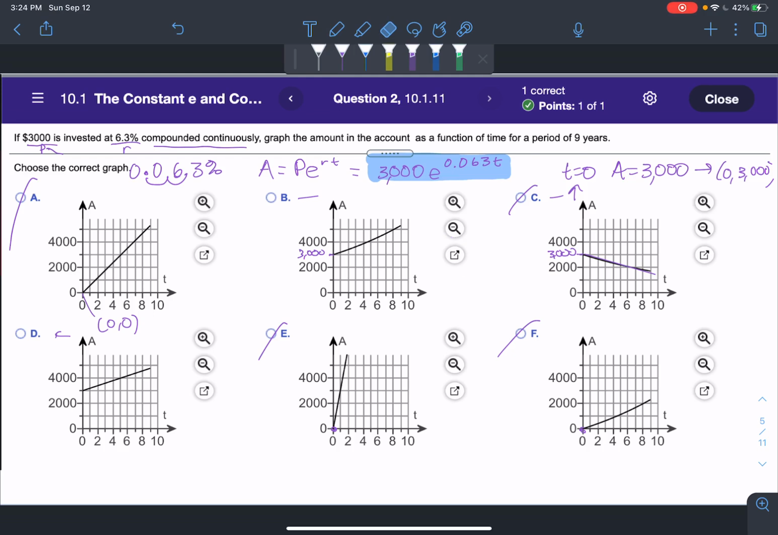It's very slight, but D looks like a linear function, right? But B has a slight curvature to it, which would suggest exponential growth. And that's where our special constant e comes in. It's not a constant increase over time. It actually will increase at a faster rate for longer t values. So that's why we have this kind of curve. It'll pick up very slightly in this case. So B is our answer.